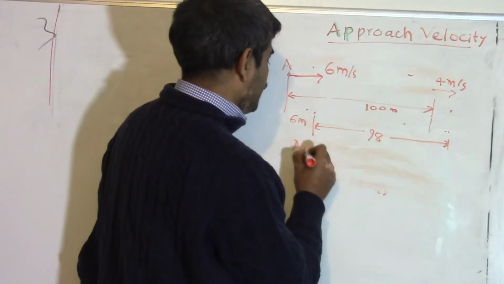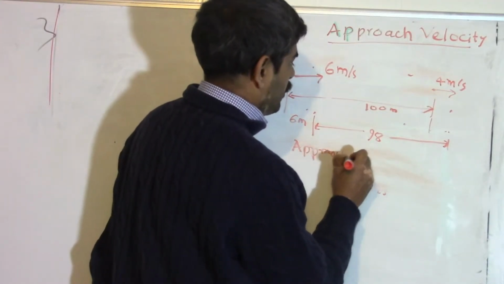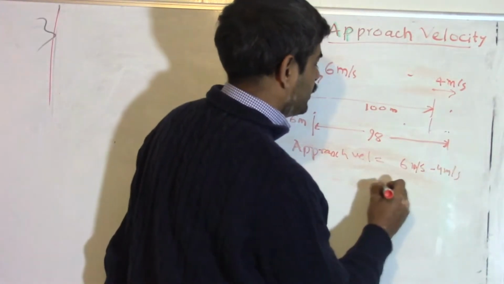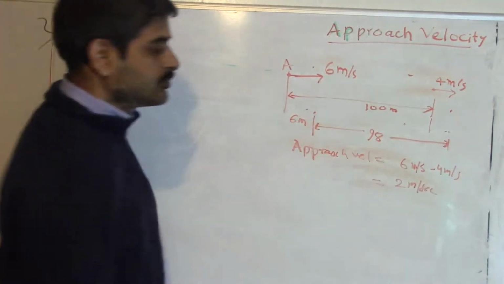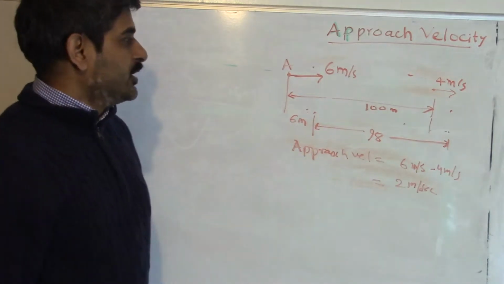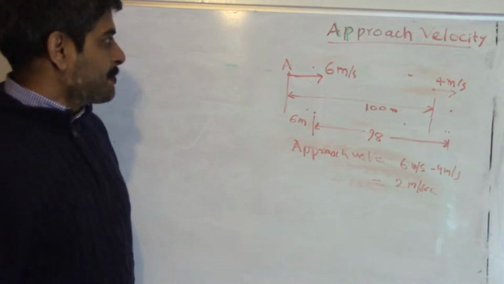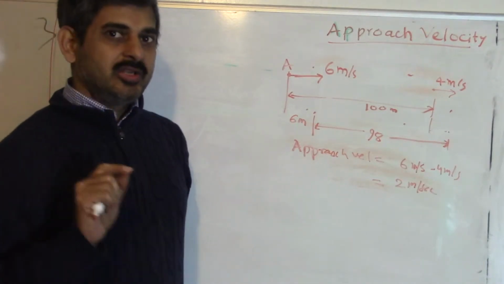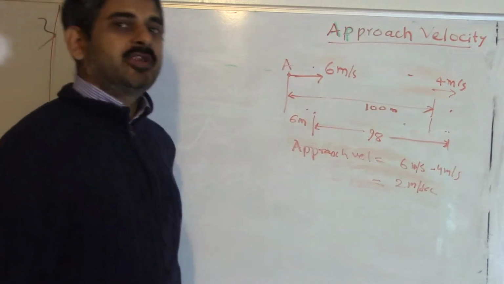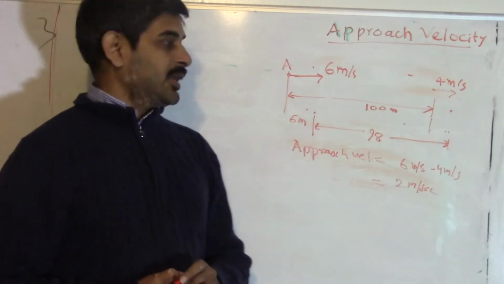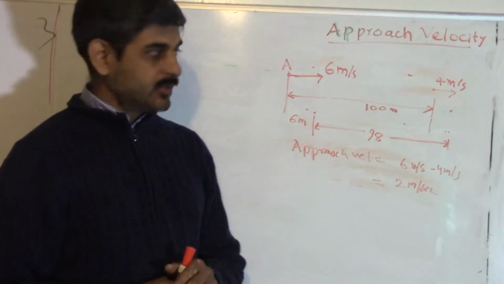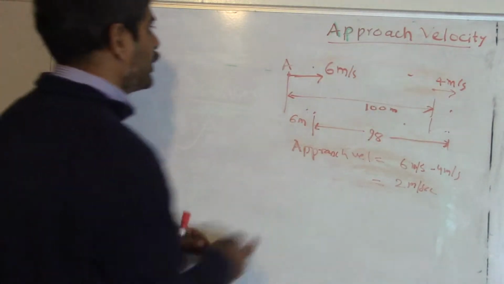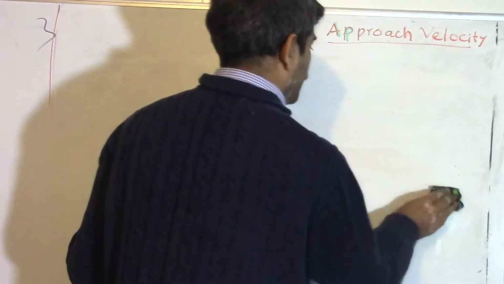So the approach velocity in this case is equal to 6 meters per second minus 4 meters per second, which is equal to 2 meters per second. This is just the difference of these two velocities. And if this velocity is 6 and this velocity is 4, they will never meet each other. That is the one thing you need to keep in mind: whether they will converge or not depends upon whether this approach velocity makes the distance go smaller or larger. So we use these concepts to move further and to solve some difficult problems.